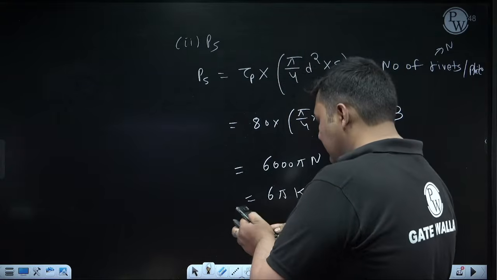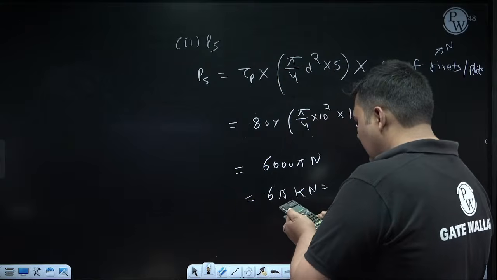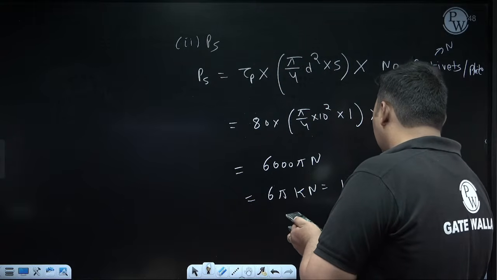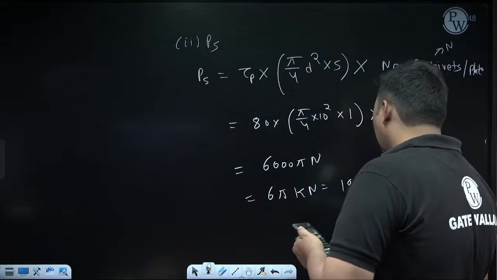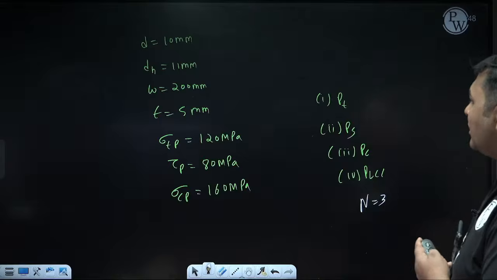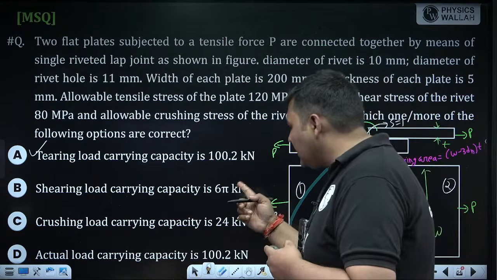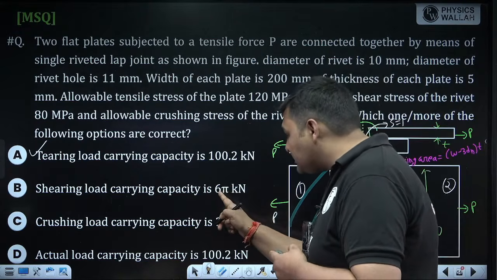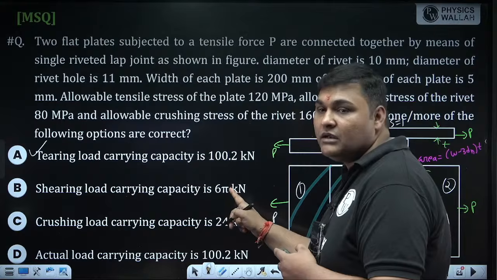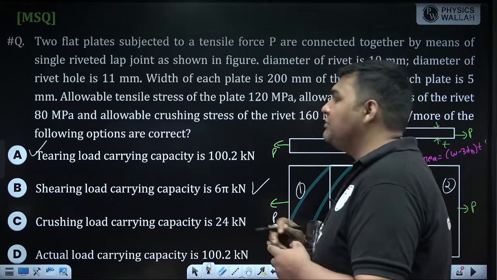In decimals, it is 18.85 kilonewton. So, 6 pi kilonewton or 18.85. In both B and C, the same value is given. So, it is 6 pi. See, 6 pi is correct, right? So, B is also correct.